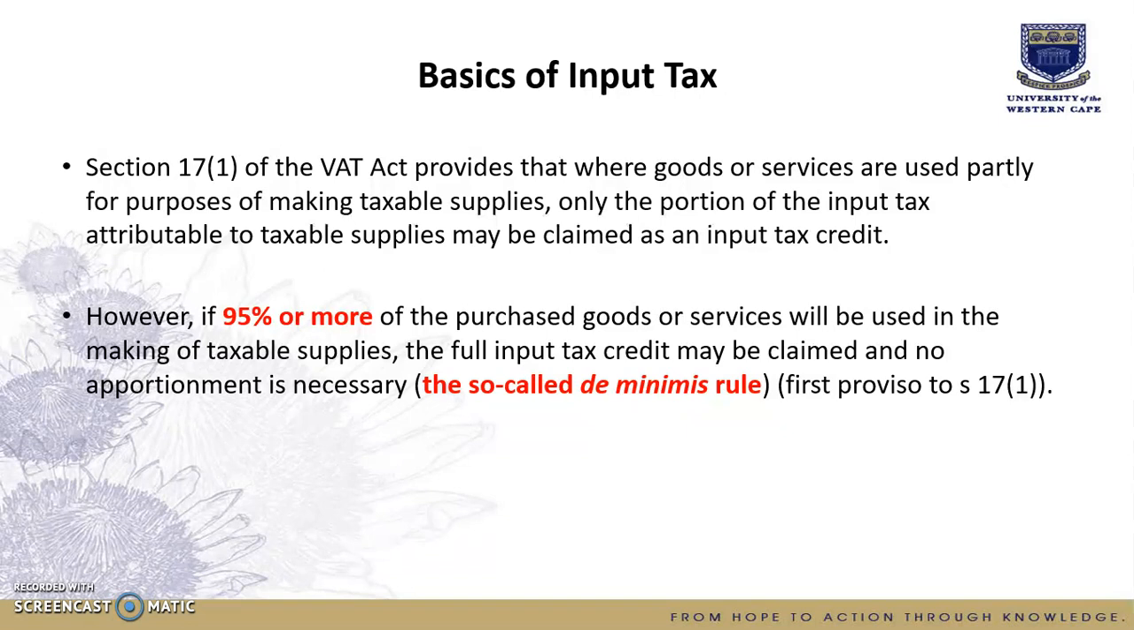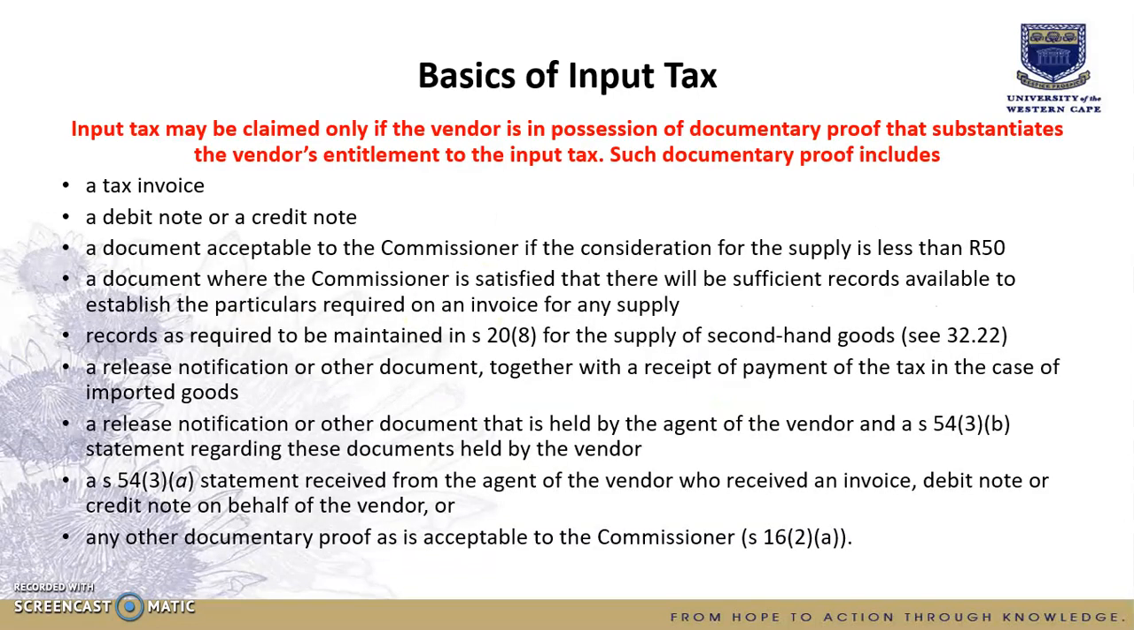if I have taxable supplies, more than 95% of purchased goods or services are used for the purpose of making taxable supplies, the full input tax credit may be claimed and no apportionment is necessary. Alright, so 95% is basically the minimum amount of taxable supplies that I need in order to be able to claim 100% input tax. And this is what we call the de minimis rule.